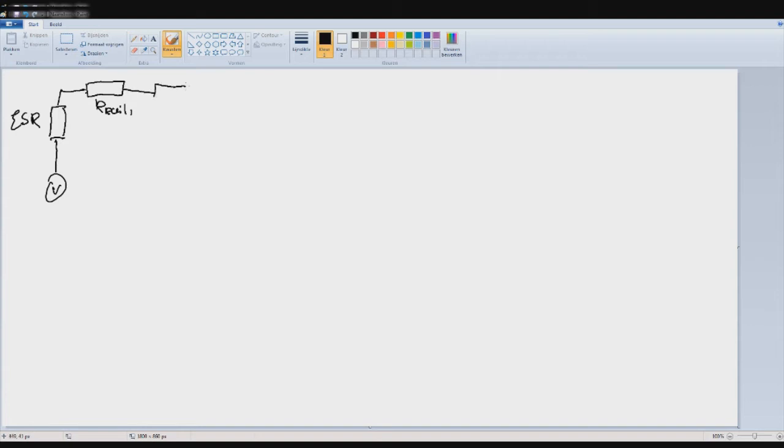Then it flows through the projectile, which has a resistance, and then it comes back via the second rail as resistance. Let me put this in a better spot.